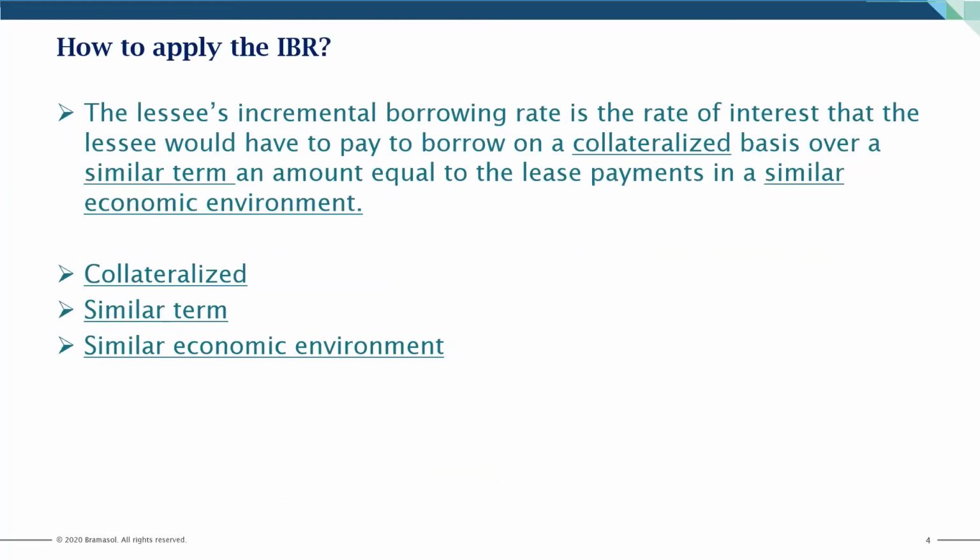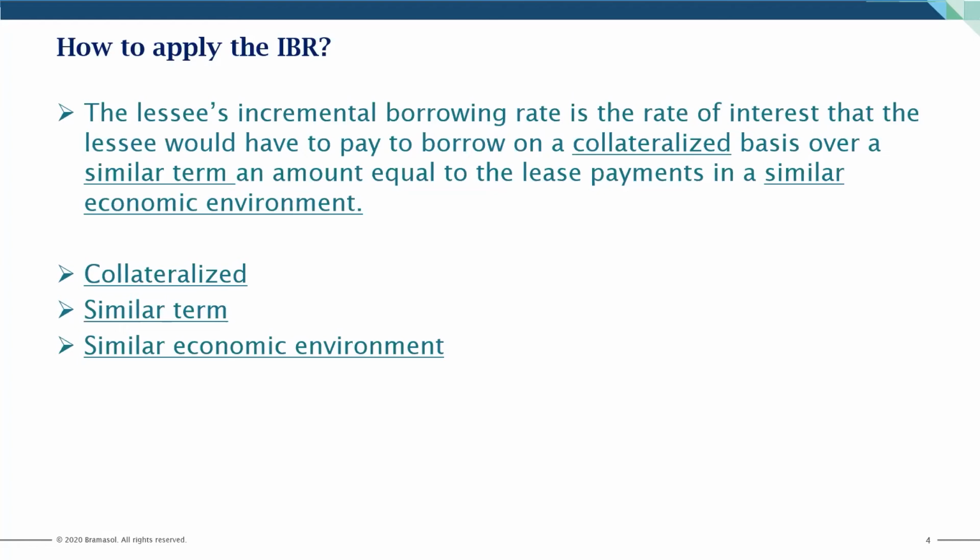As defined by the FASB, the lessee's incremental borrowing rate is the rate of interest that the lessee would have to pay to borrow on a collateralized basis, very important, collateralized, over a similar term and an amount equal to the lease payments in a similar economic environment. I want you to take away three main points here. The first one is collateralized.